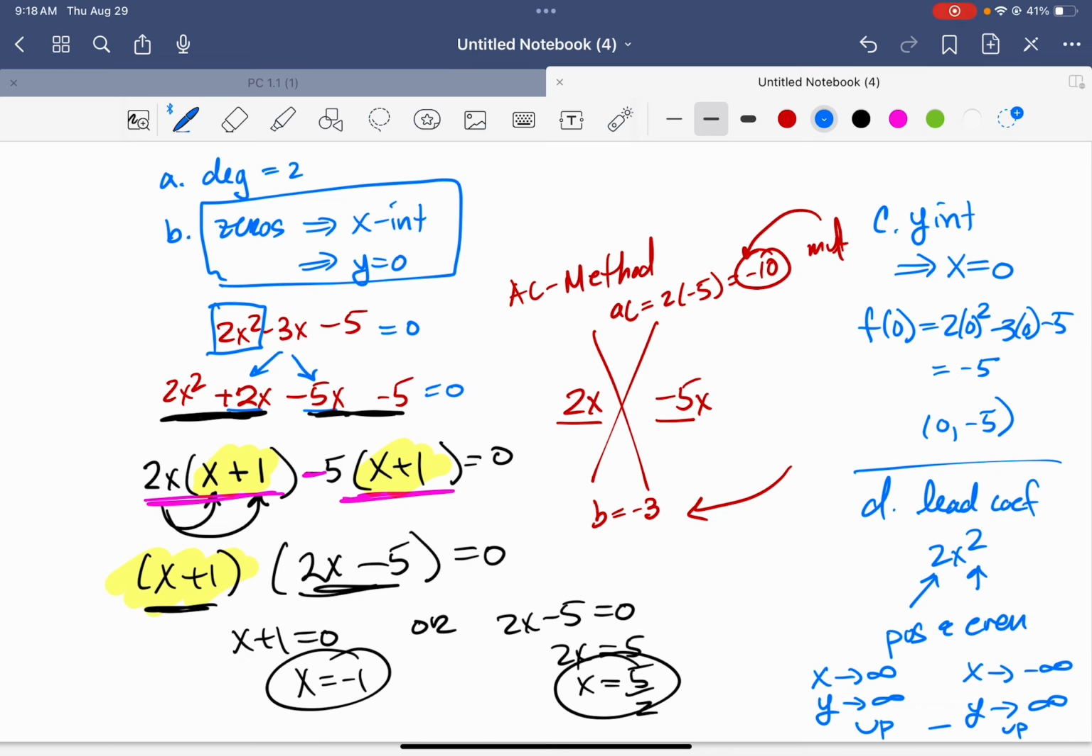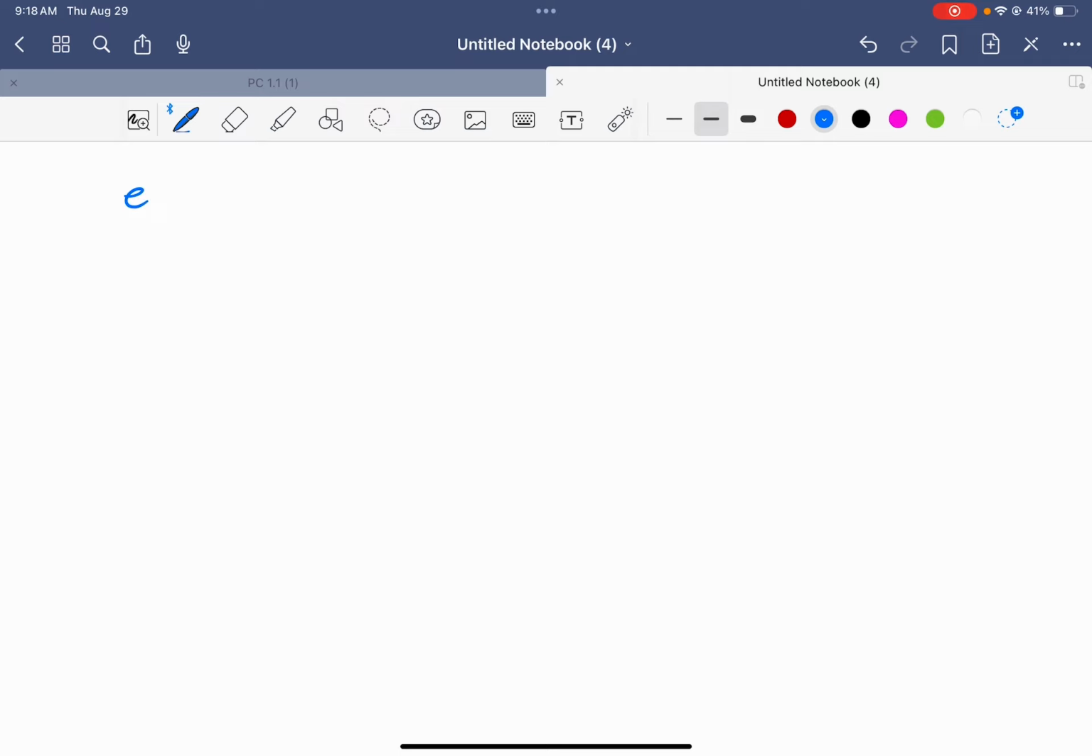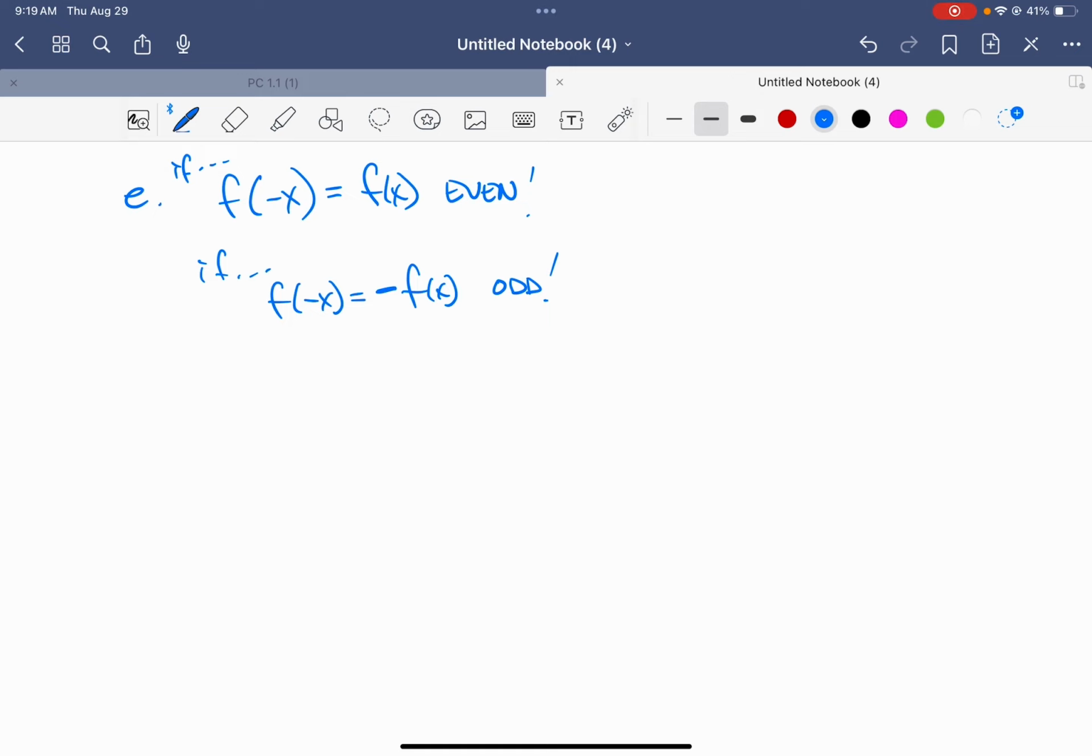Then in E, determine if it's even, odd, or neither. Well, in this case, to determine if it's even, odd, or neither, remember, we plug in negative x into the function. If when we plug in this, we get the original back, then our function would be even. If when I plug in negative x, I get not the original, but negative the original, then our function will be odd. So those are really the 2 choices, and that's what happens when we plug in negative x. Either we get the original or the other, but if it does neither of this, then it would be neither even nor odd. So let's see what happens.